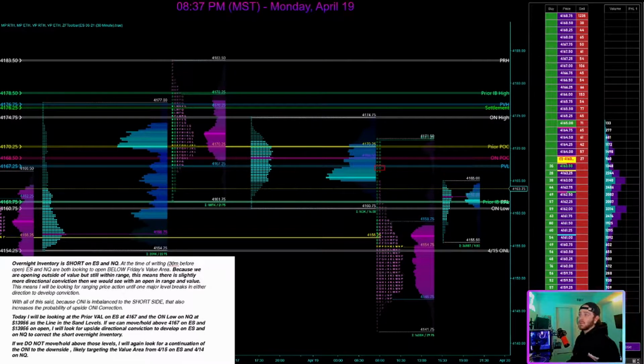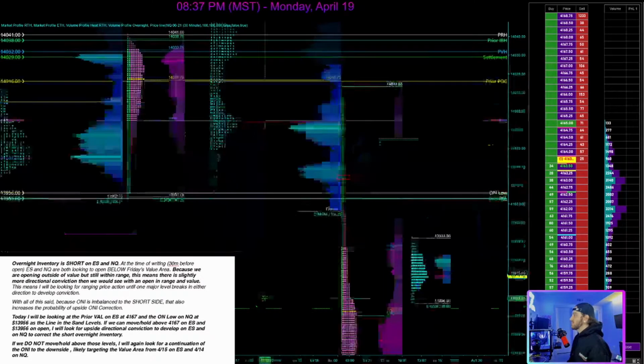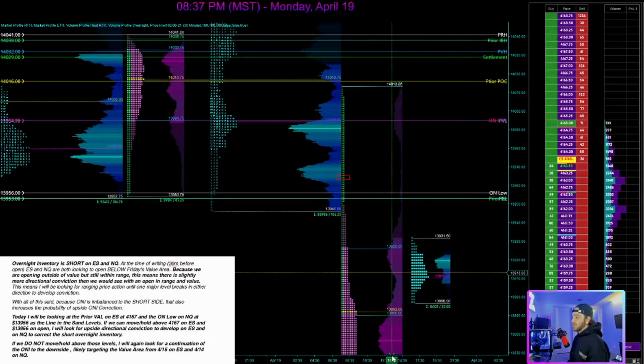So today I was looking at the prior value area low on ES at 4167. I will just highlight that right here. And on NQ, I was looking at the overnight low at 13,946.